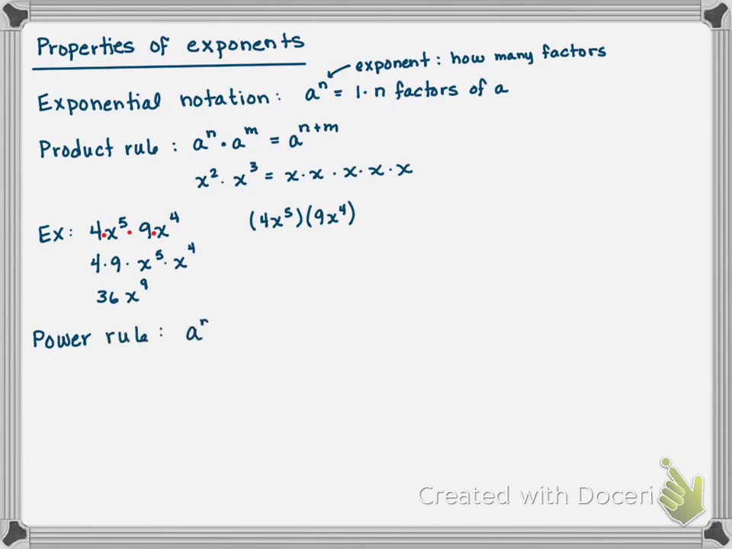So if I have a to the n to the m, let's do a simple one. This says I'm multiplying 3 factors of x to the 4th, right? So this is x to the 4th times x to the 4th times x to the 4th. So how many factors of x is that? It's going to be 12, right? Because if I use that product rule, I'm just adding 4 plus 4 plus 4.